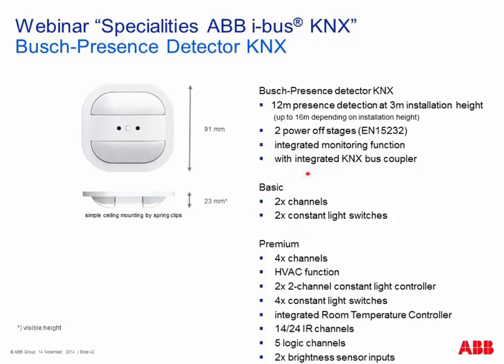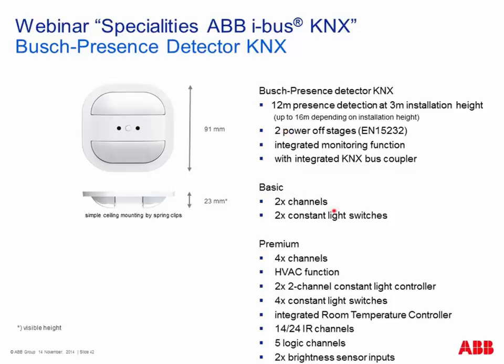Basic and premium have both also these functions shown here. I give you only a small impression of the performance of these devices. For example, you can use 2 power off stages. What does it mean? After the switch off time, you do not switch off completely the light, but go down to a lower dimming level, if dimmers are connected, of course. And then after another time, you switch off the light, for example.